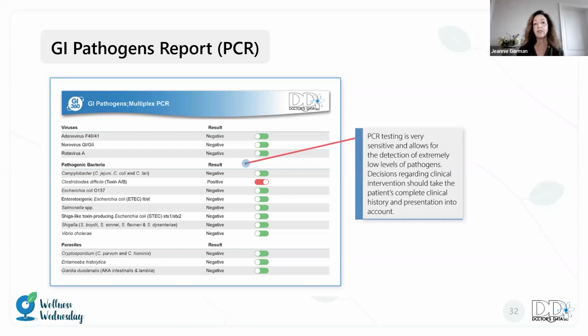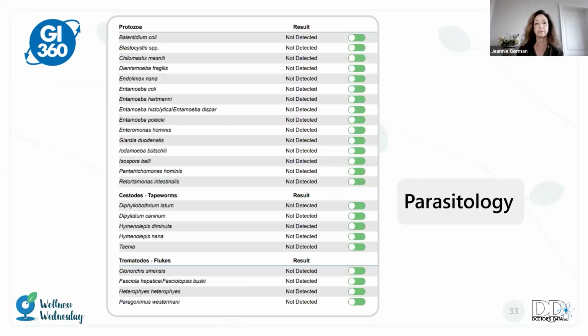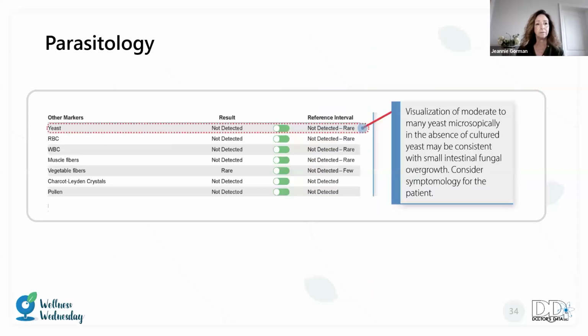Next in the test comes the GI pathogens report. This is PCR detection of these pathogenic viruses, bacteria, parasites. Next is parasitology. Of course, we have a full-blown parasitology report here, but we're not limited to these species. We have many more that we can identify. We have full-time parasitologists on staff at Doctor's Data. We have other markers also on the parasitology report. So while we're under the microscope, we report out on these other artifacts.